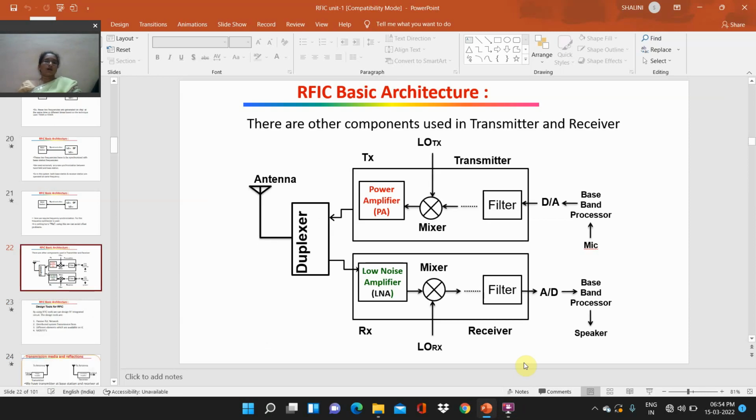So this is the overall basic architecture of an RFIC, which involves certain blocks: the duplexer, transmitter section and receiver section, A to D converters, D to A converters, and also the baseband processor through the microphone and the baseband processor through the speaker. But this entire architecture will be present on the same IC, and the same antenna will be used for both transmitting and receiving.